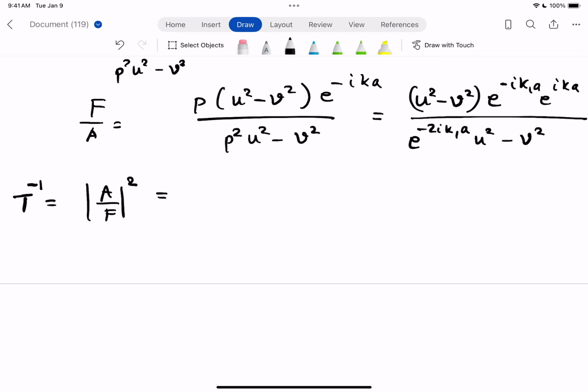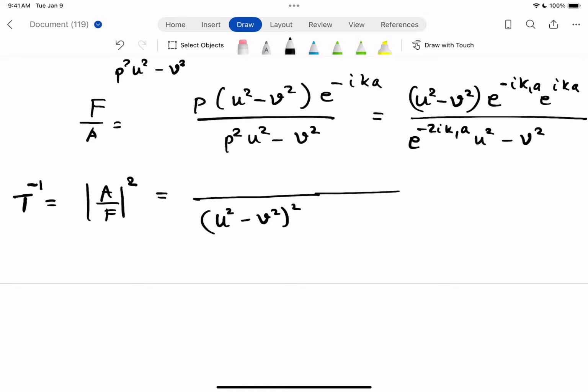Okay, so in order to calculate the absolute value square, wherever I see an I, I replace it by a minus I to get the complex conjugate and multiply the complex number and its complex conjugate. So here we are flipping everything. So the exponential factors, the e to the power of minus I k1a, e to the power of I ka will just go away when you complex conjugate. And so you're going to have u square minus v square whole squared.